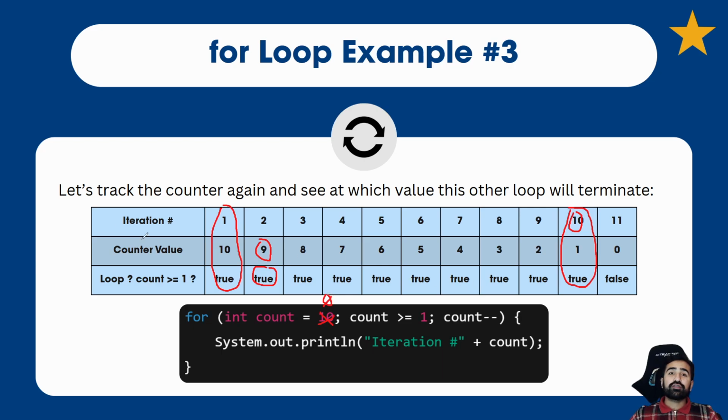And now we ask ourselves the question on this 11th iteration. Is 0 indeed greater than or equal to 1? Well, that's definitely false. 0 is not greater than or equal to 1. So this 11th iteration actually never kicks off, never executes. So yeah, this is going to run exactly 10 times. Now, as far as our messages go, because they're printing out the value of count, it's going to start at 10 and eventually print out 1, right, for iteration number.